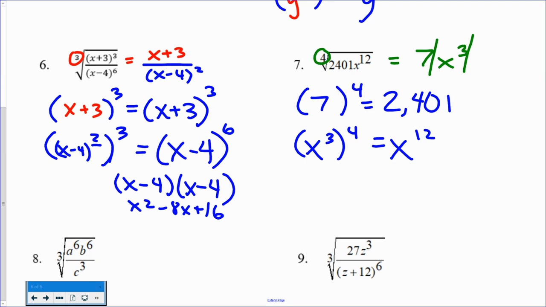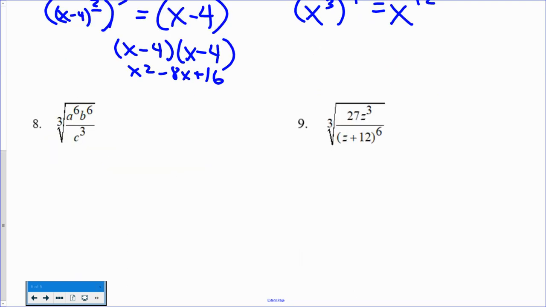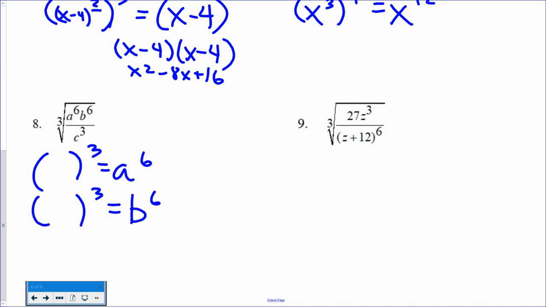All right, then our last 2 examples here. So I'm looking for what to the 3rd power gives me a to the 6th. What to the 3rd power gives me b to the 6th. What to the 3rd power gives me c to the 3rd. Some of you can do this in your head, it's totally fine. But this is what's happening in my head. Well, this is going to be a to the 2nd, because 2 times 3 gives me 6. So a to the 2nd.